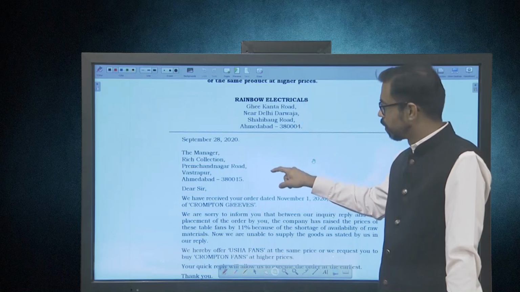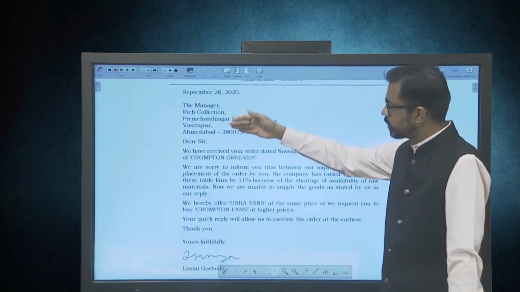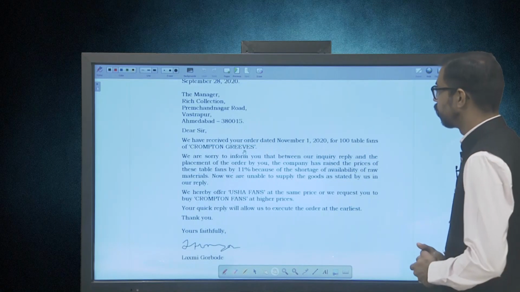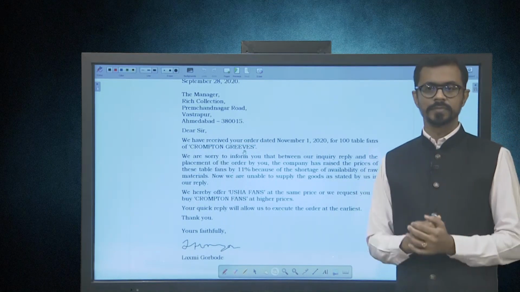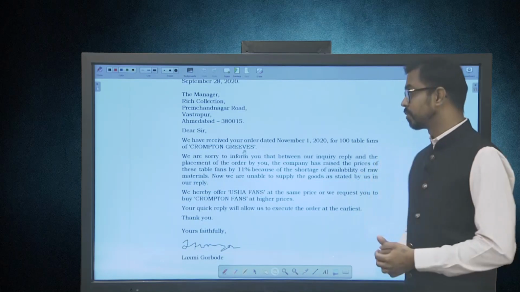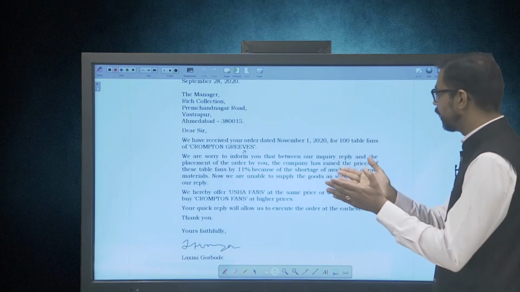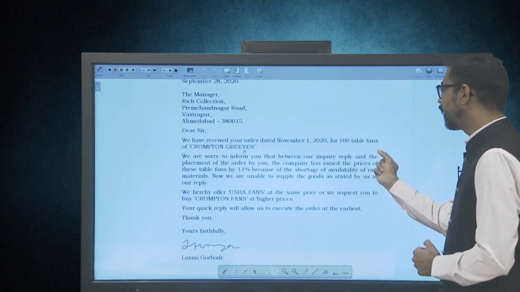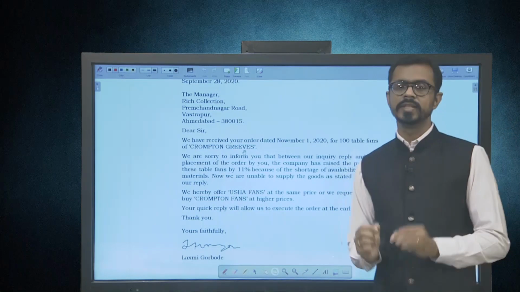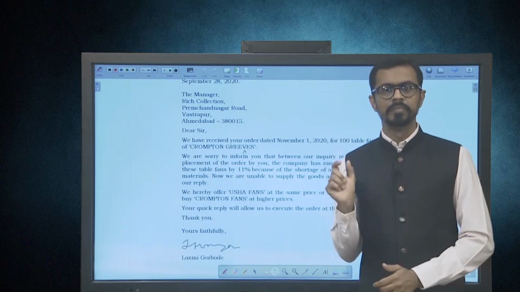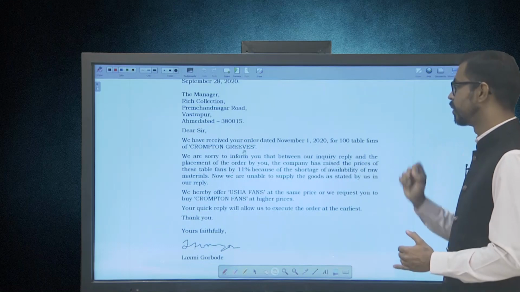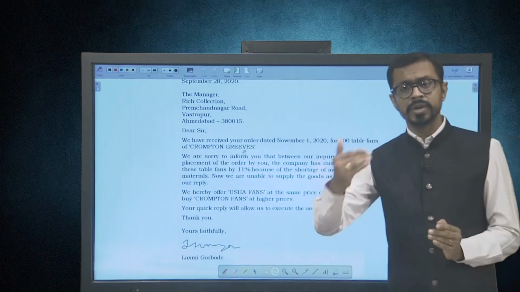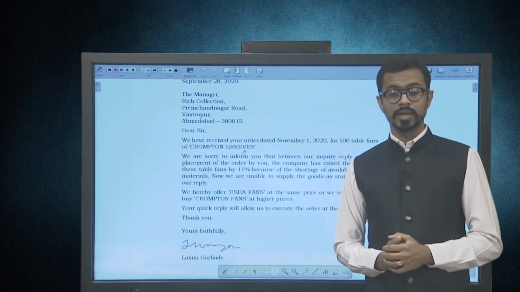The details of the company, date, receiver. Dear sir, we have received your order dated November 1, 2020 for 100 table fans of Crompton Greaves. This is the order that we have received. We are sorry to inform you that between our inquiry reply and the placement of the order by you, the company has raised the price of these table fans by 11% because of the shortage of the availability of raw materials. It is not in our hands. The company has raised the price, and that too by 11%.